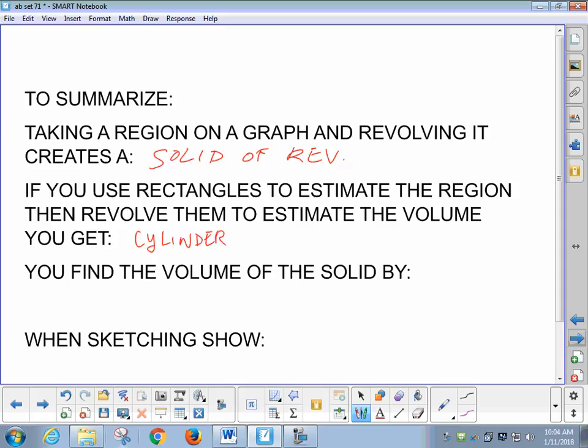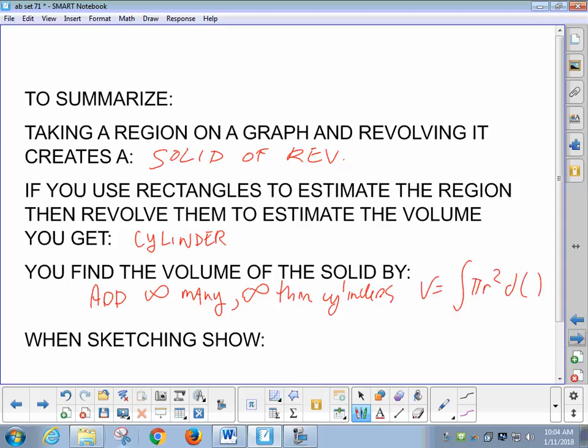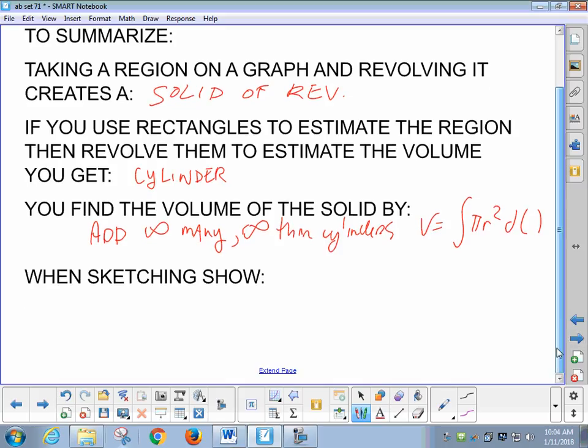To find the volume of the solid, we add infinitely many, infinitely thin cylinders, with pi r squared h, where the h is d something. And remember, when you're sketching, the slice is perpendicular to the axis of revolution.